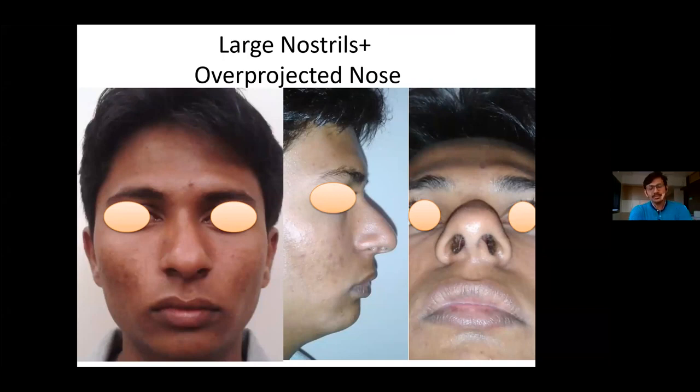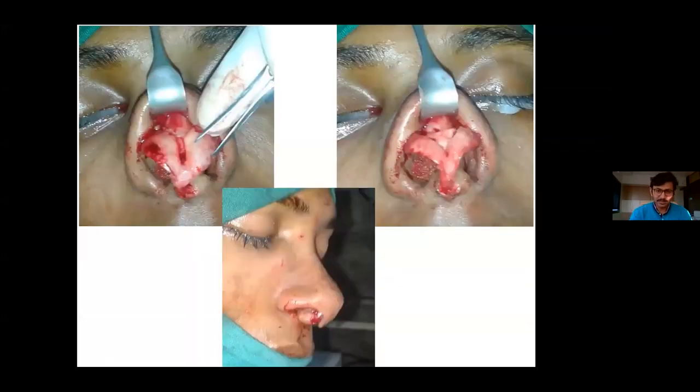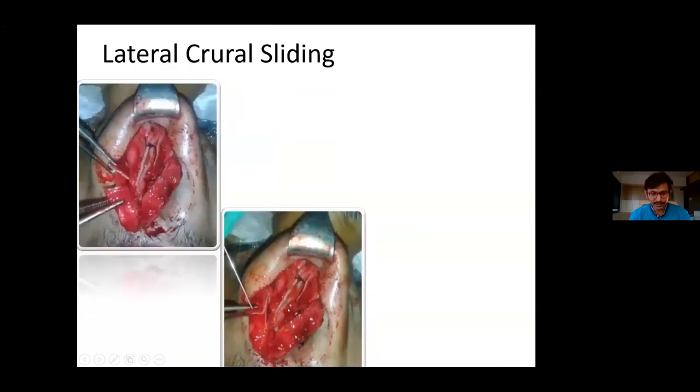Now this gentleman came with a complaint that he has a far bigger nose and he wants a smaller nose, and also the shape and size of his nostril is too much, in addition to the breathing difficulty that he was having. On opening up, he was having huge alar cartilages, which was treated by cephalic trimming and tip sutures. As you can see here, he landed up with an over projected nose. A little bit of dorsal reduction was done and he landed up with an over projected nose.